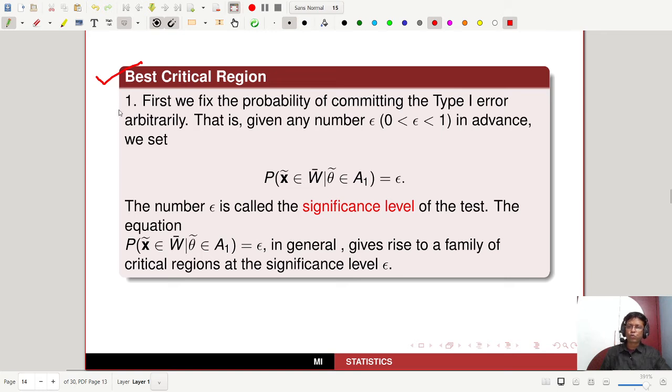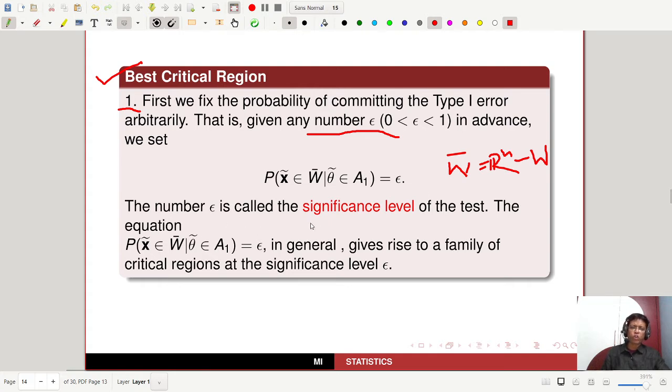Number one, there are two things to explain in this best critical region. First, we fix the probability of committing the type 1 error arbitrarily. That is, given any number epsilon, a very small number between 0 and 1, in advance we set the probability of x̃ belonging to W̄, where W̄ is the complementary part of W, that is, the n-dimensional space minus W, equal to epsilon.